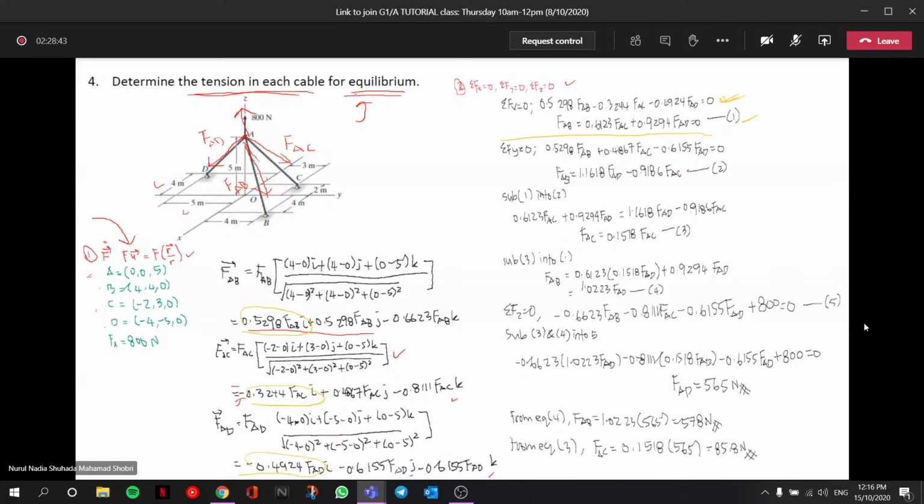Next we settle the sum of all forces in the y direction equal to 0. For the values in the y direction, you take the j values from FAB, FAC, and FAD. You get these equations, and then you simplify to make one unknown the head of the equation. You get equation 2.